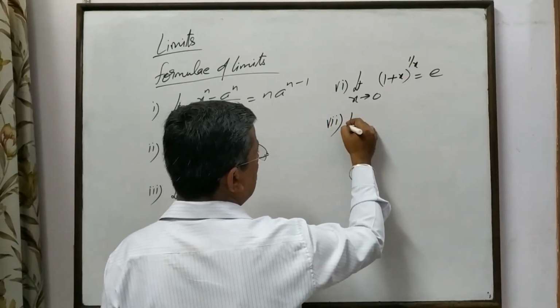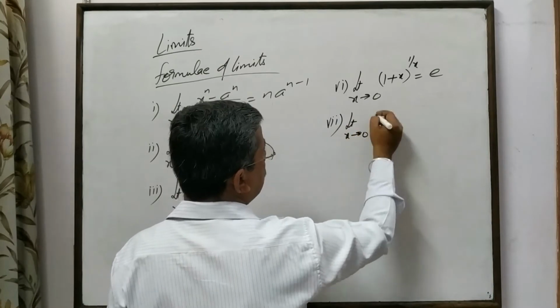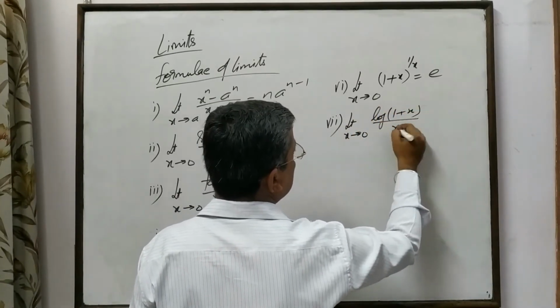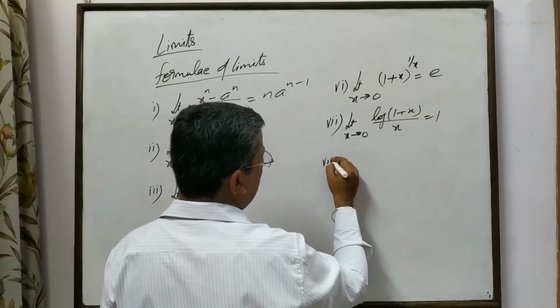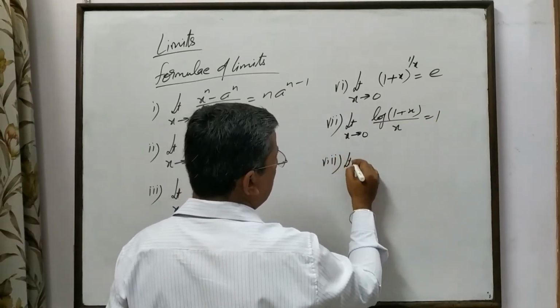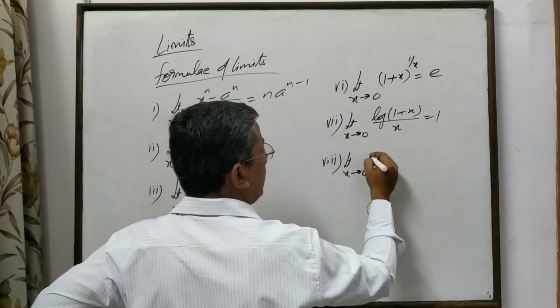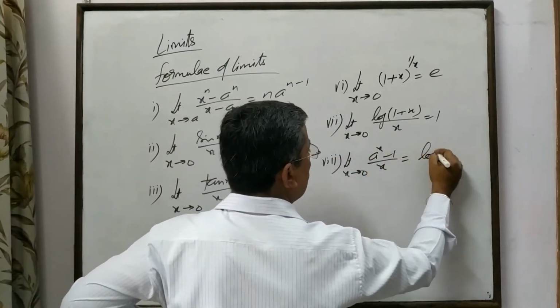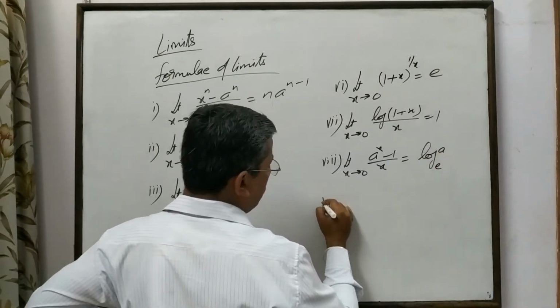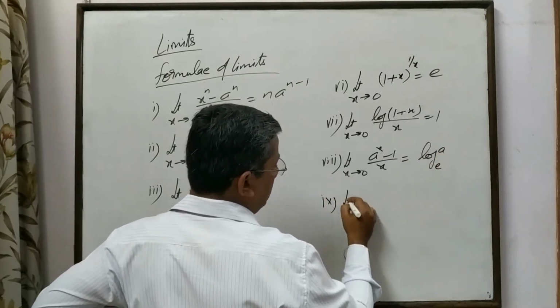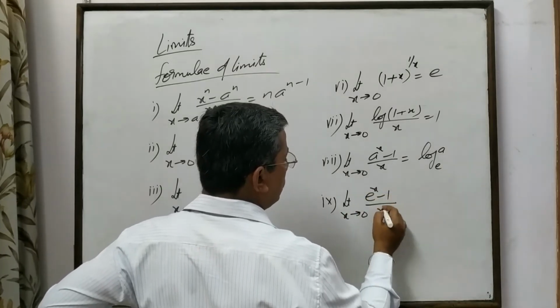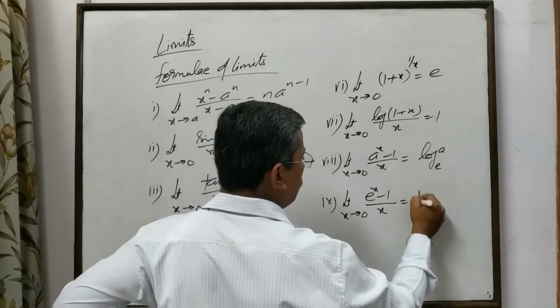Number 7, limit x tends to 0, log of 1 plus x upon x is 1. Number 8, limit x tends to 0, a raised to power x minus 1 upon x is equal to log a to the base e. Number 9, limit x tends to 0, e raised to power x minus 1 upon x is equal to 1.